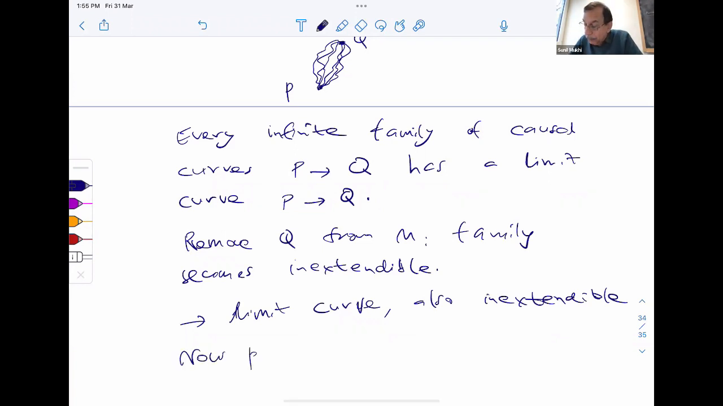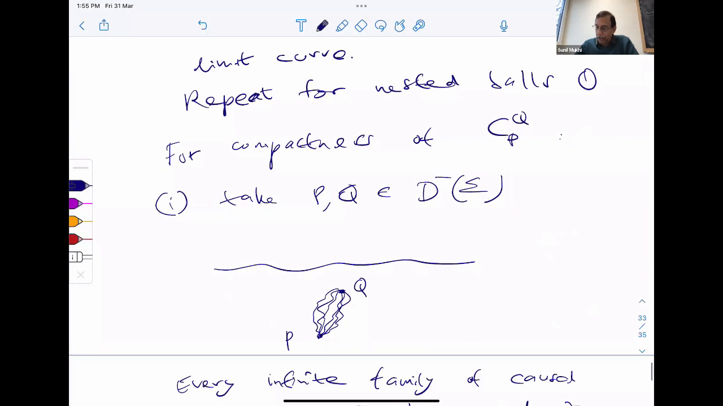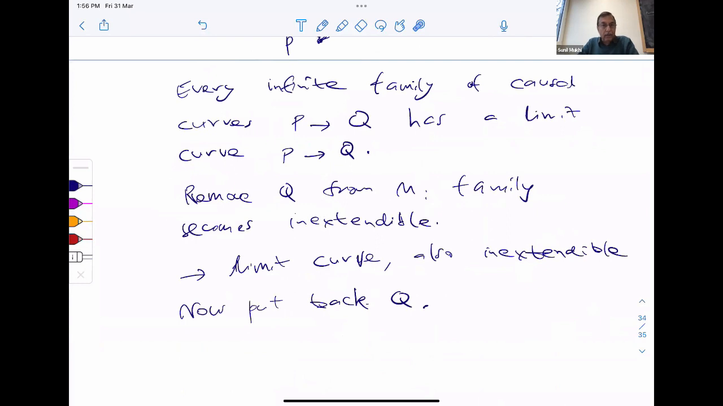Now put back Q. If you put back Q, there are two possibilities. The limit curve either remains inextendable or it ends at Q. Now, remaining inextendable is impossible because the original curves never passed through the Cauchy hypersurface. Remember, when we took out Q, the manifold stopped being globally hyperbolic. But when we put it back, there's a Cauchy hypersurface, and the original curves never passed through it because I took P and Q in the past domain of dependence of sigma. So if these curves never pass through the Cauchy hypersurface, then nor can the limit curve. Therefore, it must end at Q. And that's the end of the proof.